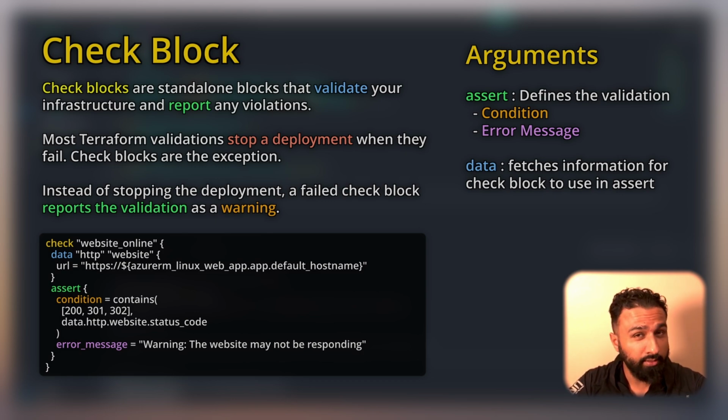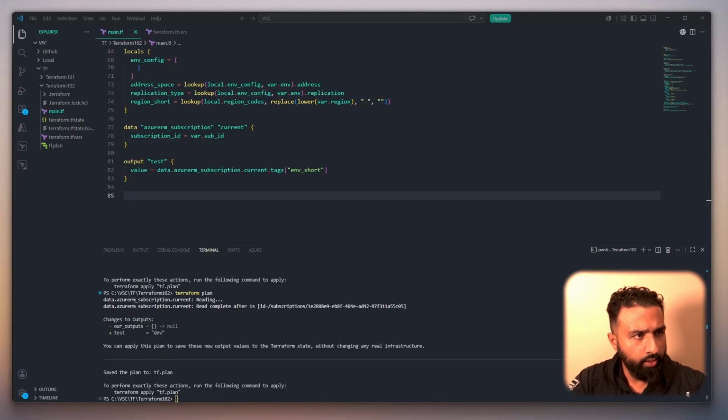Check blocks do not stop a deployment. They're designed to help verify assumptions, not enforce them. If you need Terraform to stop, preconditions and postconditions are a better choice, which we will come to later. For now, let's explore the check block.